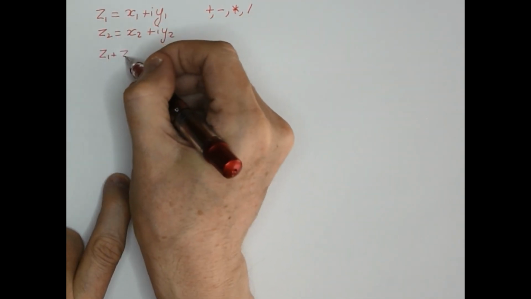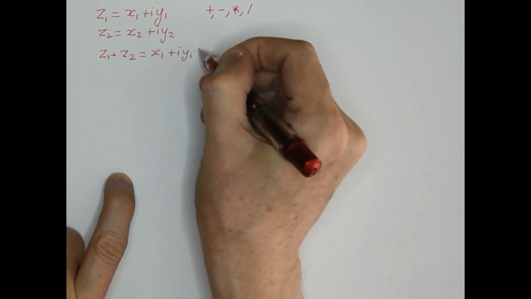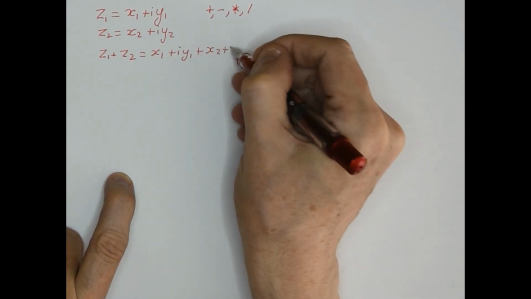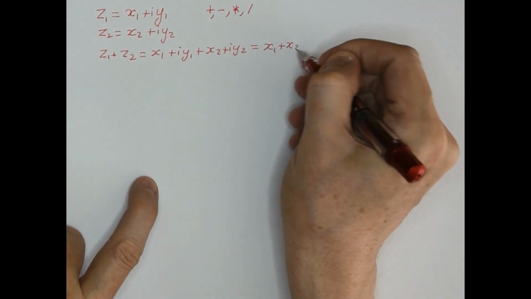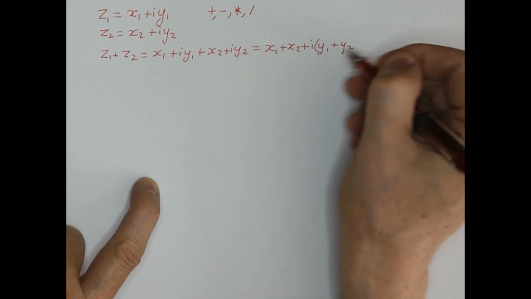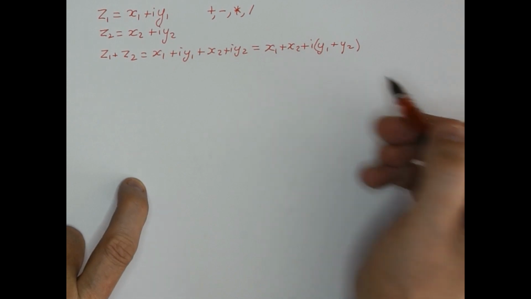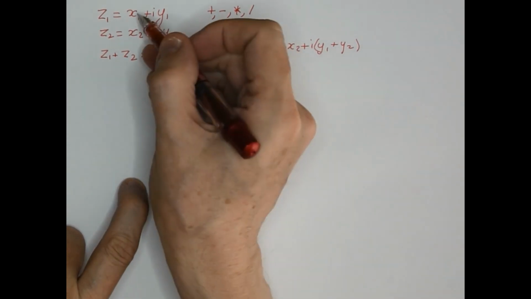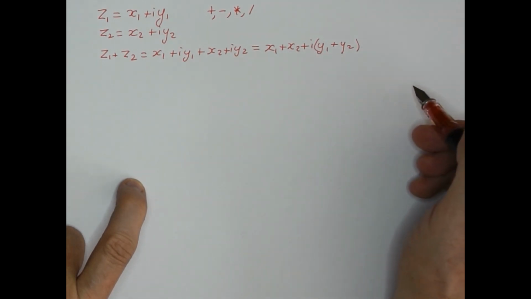z1 + z2 = x1 + i y1 + x2 + i y2 = (x1 + x2) + i (y1 + y2). And what you can see is if you add complex numbers, you essentially add the real parts and you add the imaginary parts, like you do here.